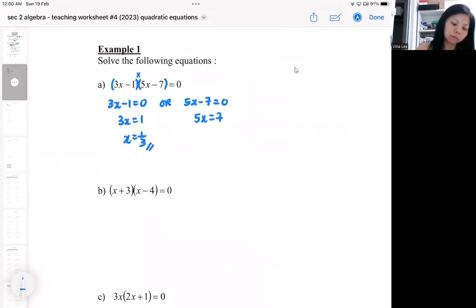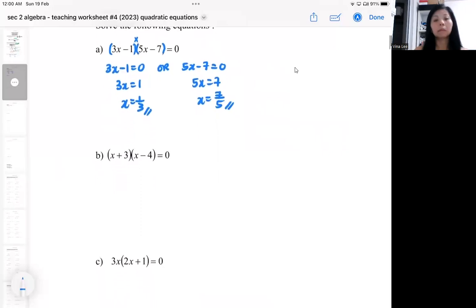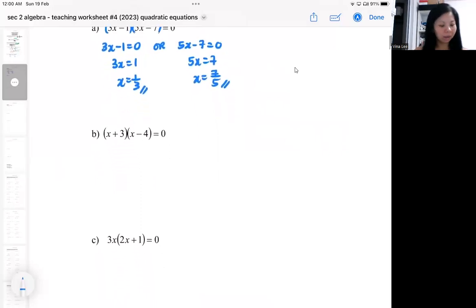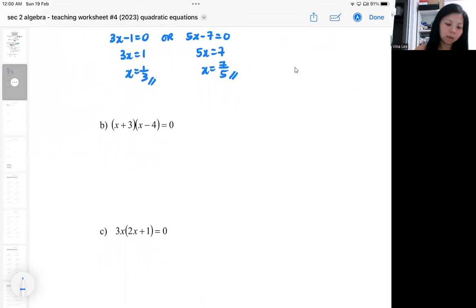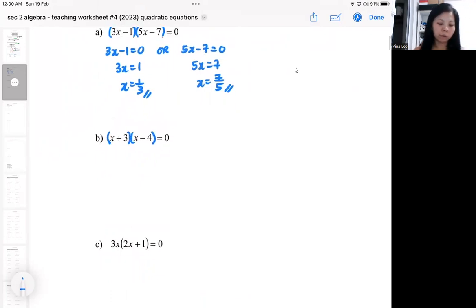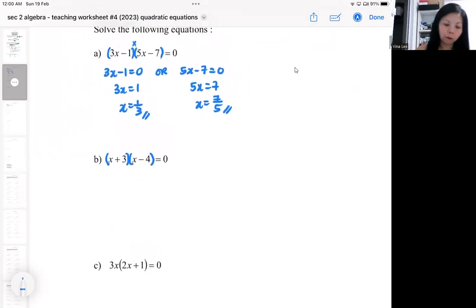So you will get 2 answers. Okay, so the next one is the same thing. They already gave you the factorization for you. That means effectively you already have a product, and the product is equal to 0.